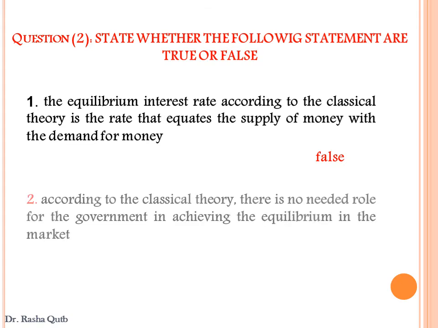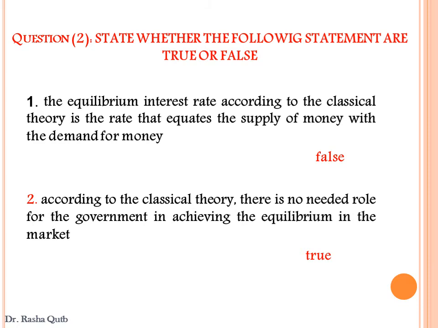Second, according to the classical theory, there is no need for a role for the government in achieving equilibrium in the market. Definitely this sentence is true. According to the classical thoughts, there is perfect flexibility of wages and prices in the same direction by the same percentage.